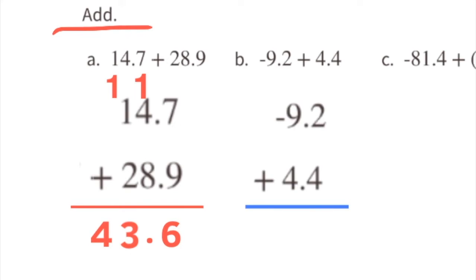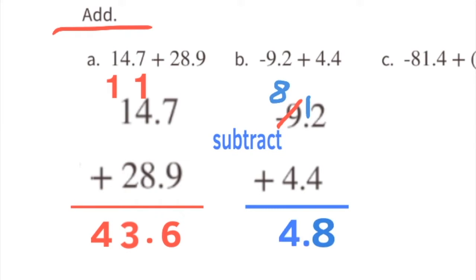B. Negative 9 2/10 plus 4 4/10. Since the absolute value of negative 9 2/10 is greater than the absolute value of 4 4/10, we know that our answer is going to be a negative. To find our answer, we can subtract 4.4 from 9.2. And that equals negative 4 8/10.